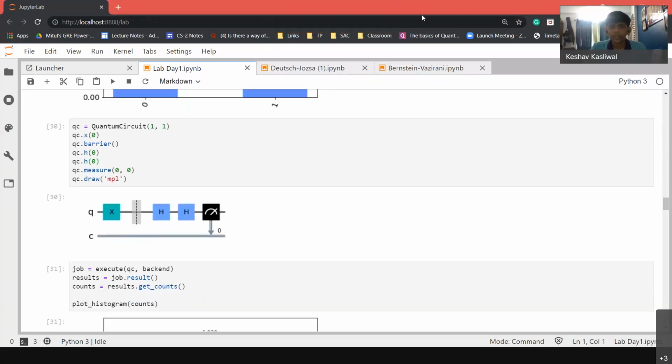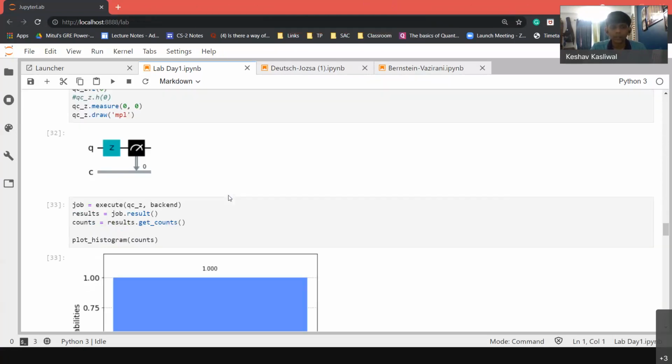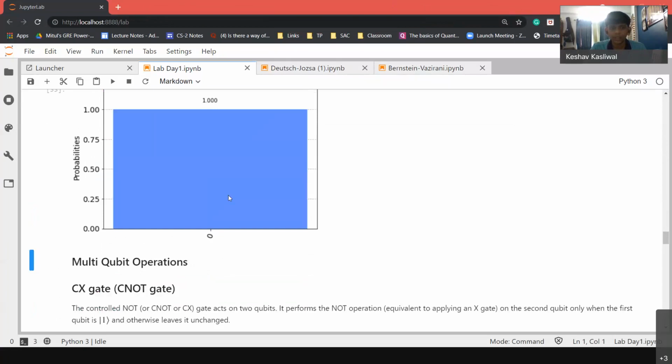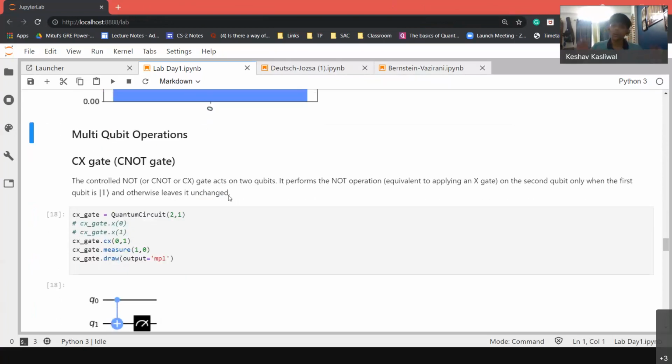Are there any more questions, by the way? So this was about the single qubit gates. There are a lot of single qubit gates apart from this as well. This was just to give you a brief intro about what it is, how it is going on, and how we apply these single qubit operations upon it. So I hope that this was clear.